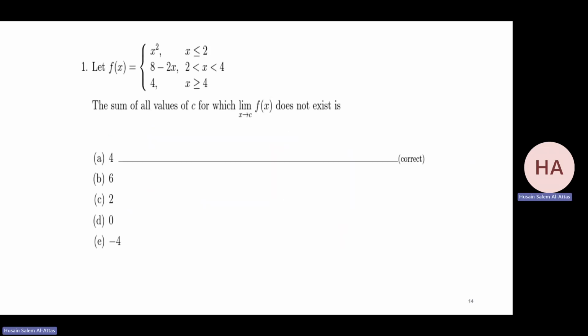Okay. Let f x equal this, the sum of values of c for which this limit does not exist. Since this is in 2.2, I think we need to graph it. We can graph the function. You know what? I will solve this question during the exercises of the book, because this is from the exercises of the book. So I will leave it until then. I think it's question 33 in the book. Okay, let me go to the problems.